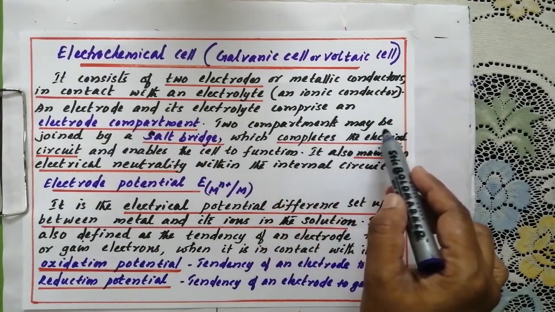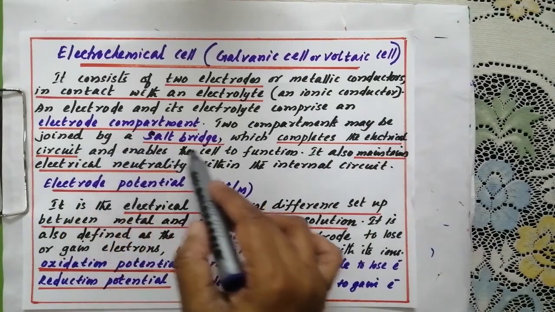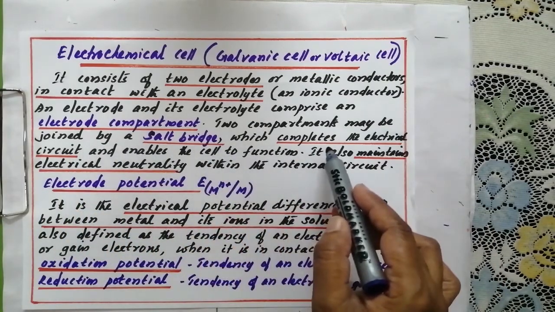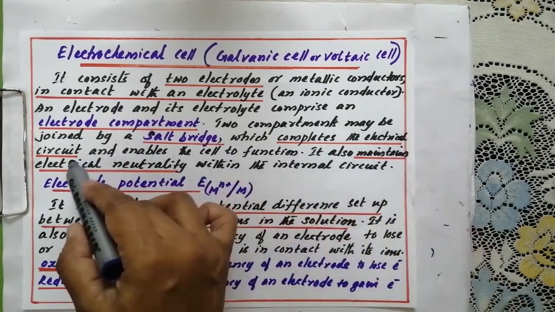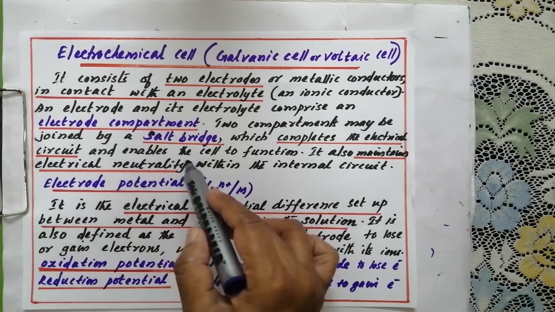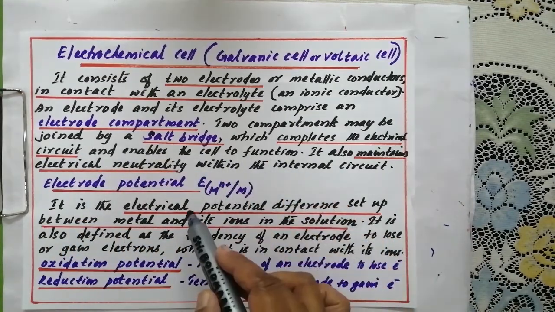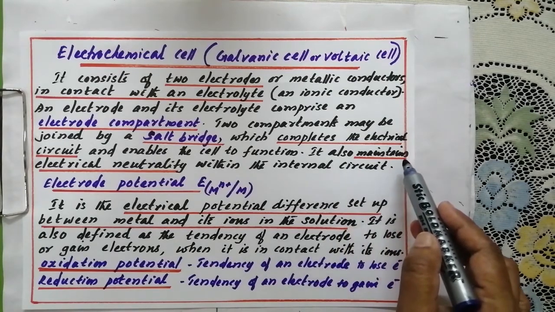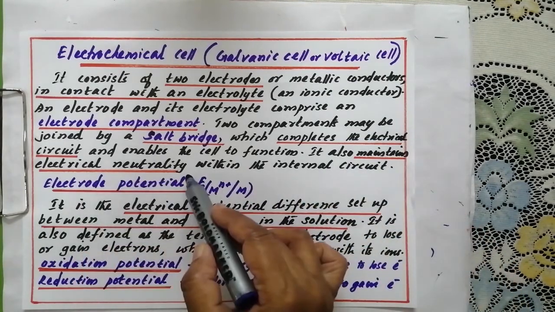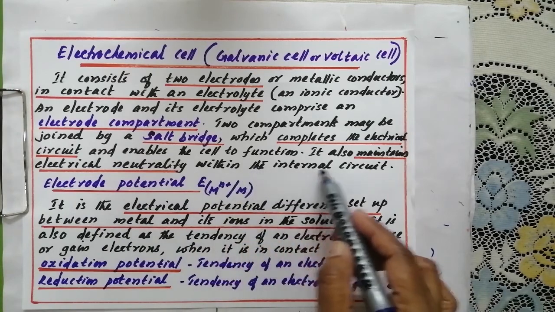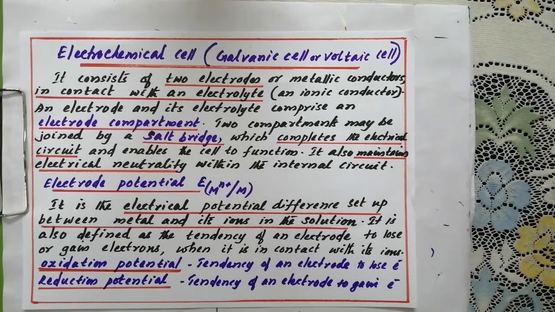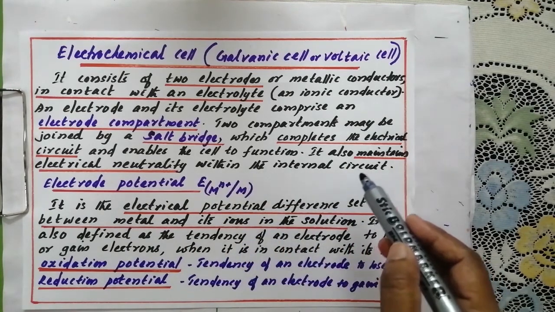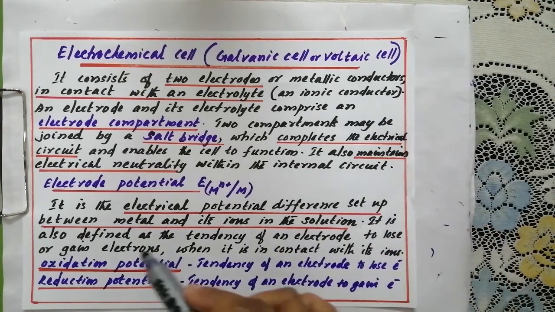Two compartments may be joined by a salt bridge, which completes the electrical circuit and enables the cell to function. The second function is it maintains the electrical neutrality within the internal circuit. The two functions of the salt bridge are very important.